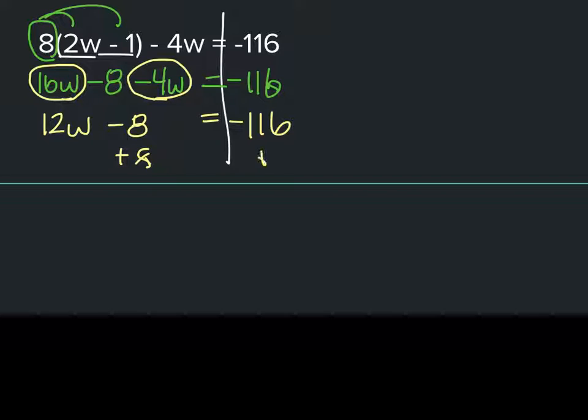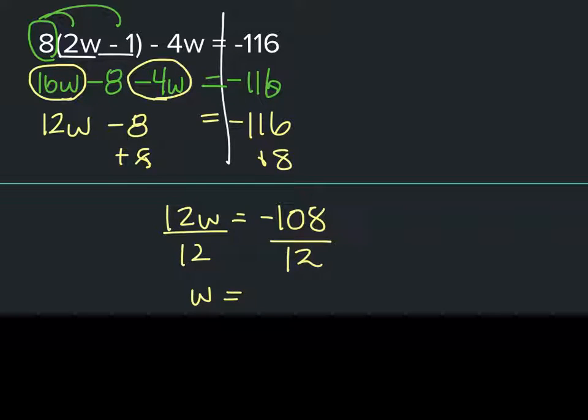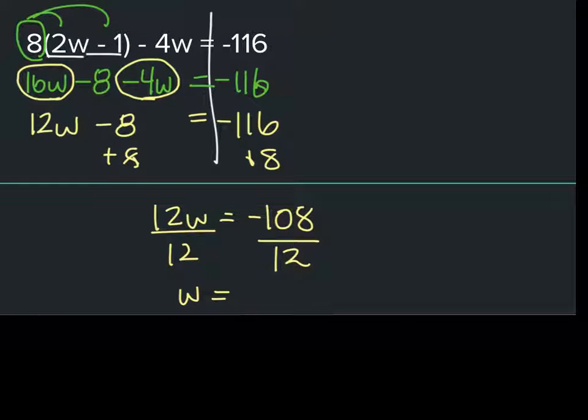Now we solve. Add 8 to both sides, so 12w would equal -108. And when we divide by 12, we get w equals -9.